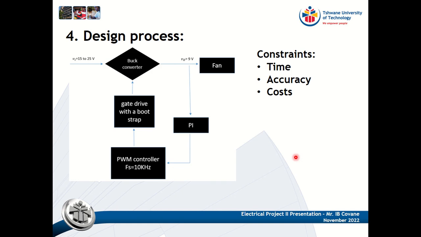On my design process, first of all I had to conduct research on buck converters, gate drive, PWM, and PI control. All I needed was time, because time was one of the constraints that I faced. Time management: I had to make schedules and stick to times. Then also accuracy when doing calculations, like for the buck converter and for the gate drive capacitors, and cost, because some of these components are so expensive. Some burn easily, so I had to catch a taxi to go buy some. Those are the constraints that I faced, but I was able to overcome them.